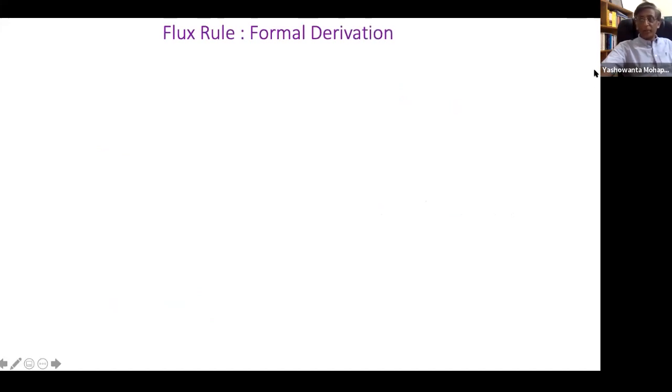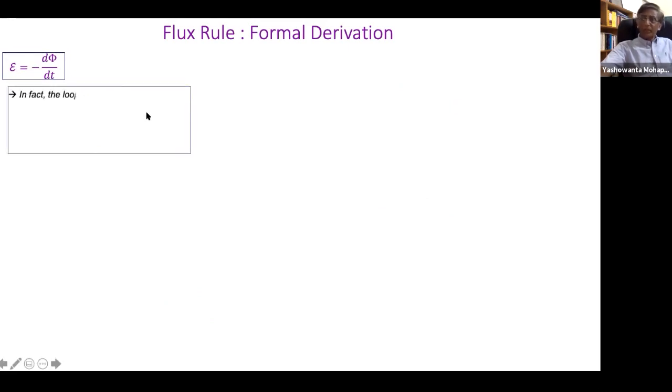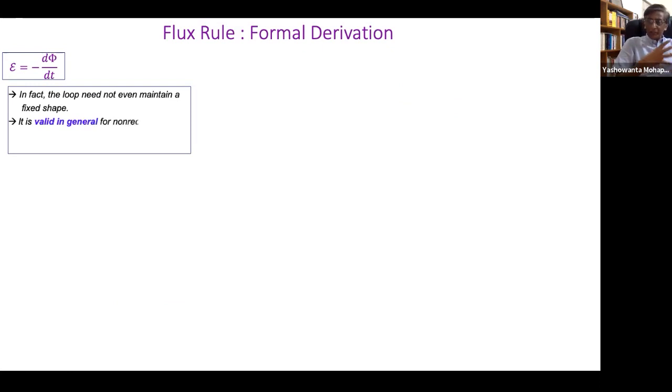So let's do a formal derivation. Okay, so this is what we want to obtain. This is the flux rule for EMF. In fact, the loop need not even maintain a fixed shape. Okay, and it is valid. This flux rule is valid even for non-rectangular loops moving in arbitrary directions through non-uniform magnetic fields. All right. So let's take care of this generality.